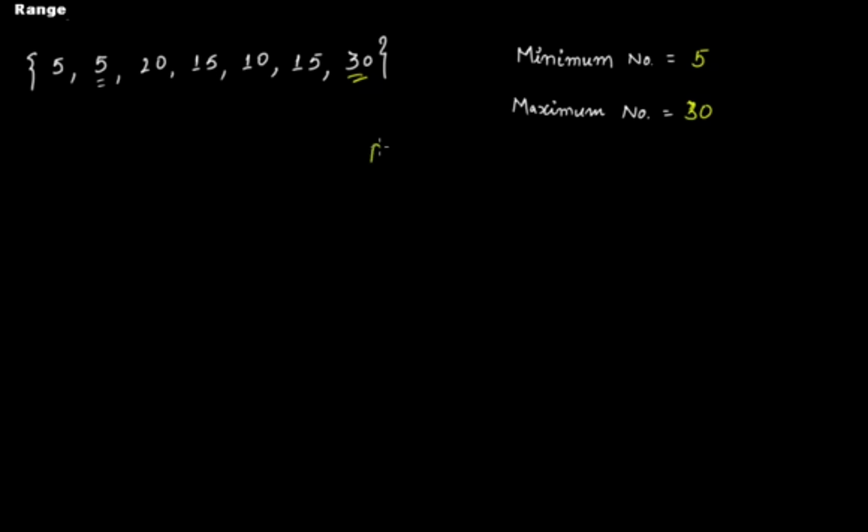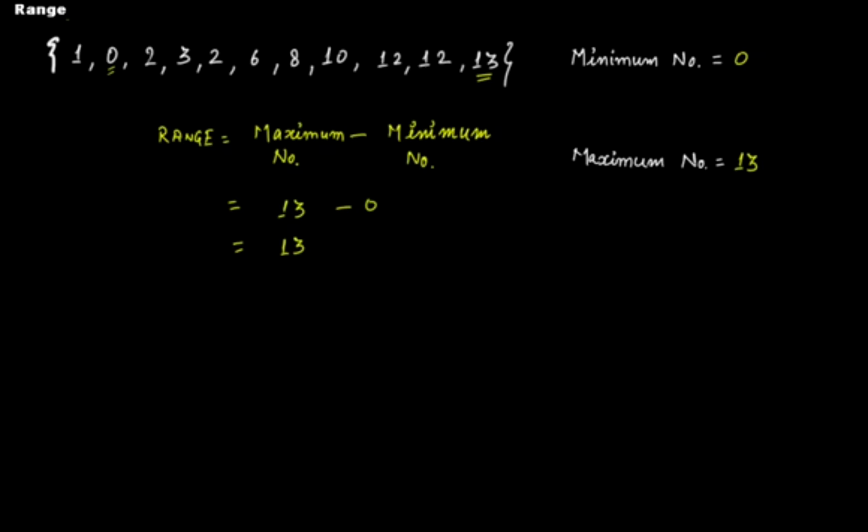Now the range will be maximum number, that is 30, minus minimum number, that is 5. This will be 25. Now what does range tell us then? We have seen here in this case and in this case how to calculate the range. Then what exactly does it tell us?